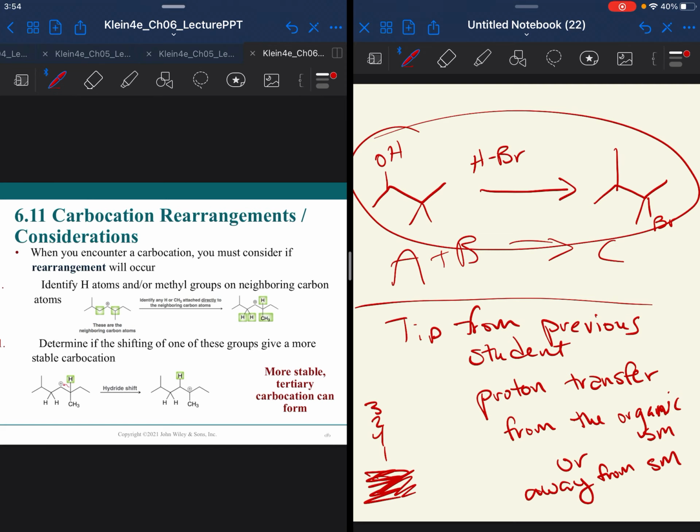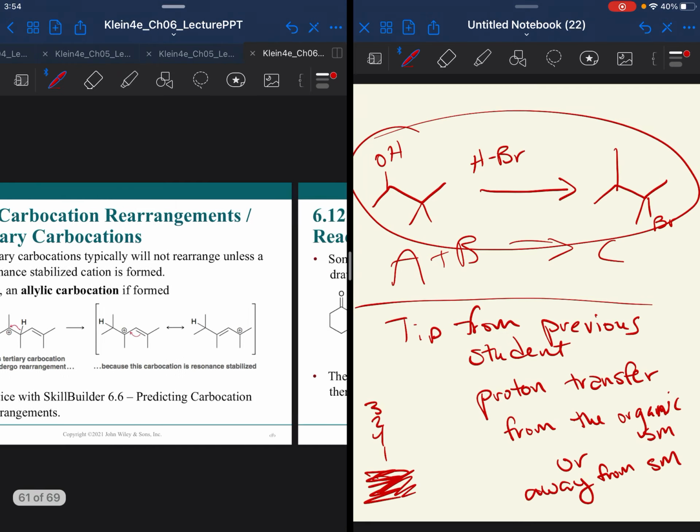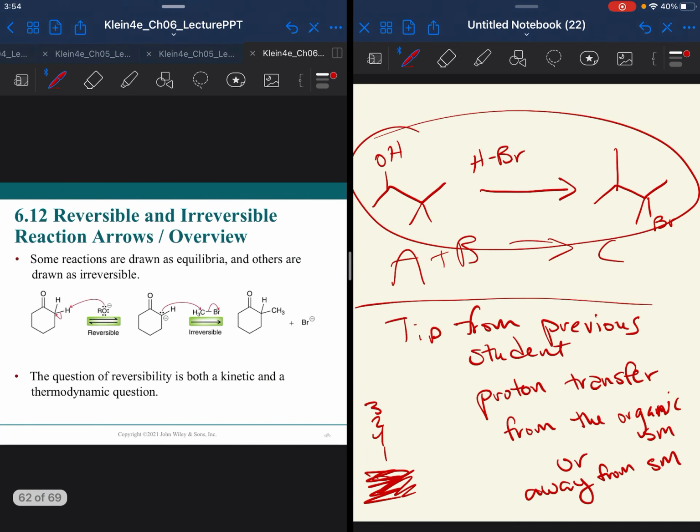There are things to consider about if you're going to rearrange something, you want to make sure it's going to make it more stable. You will see resonance coming into play there. We'll talk more about that when we actually do some reactions that have rearrangements.